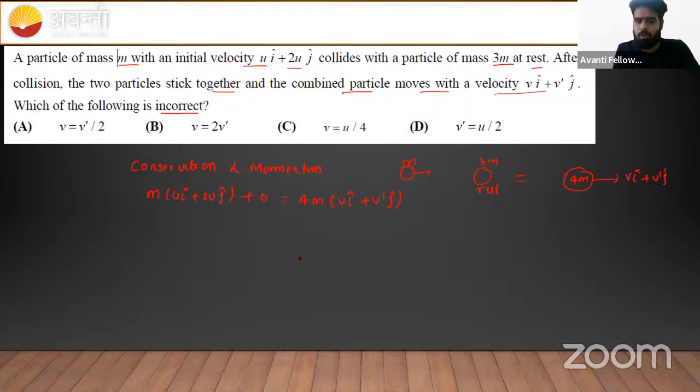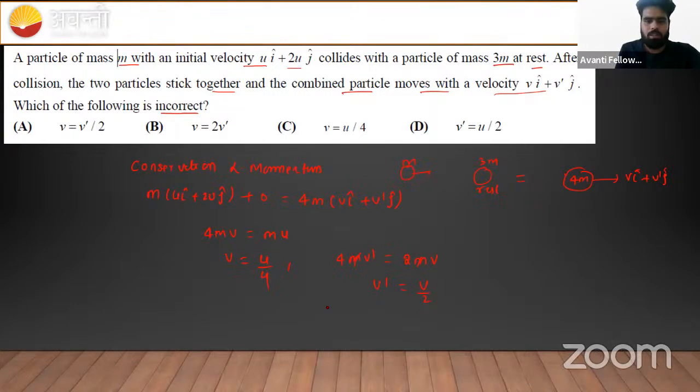What we have to do here is compare the coefficients of i cap and j cap. So 4mv can be written as mu, so v equals u upon 4. In a similar manner, if we compare 4mv dash, it must be equal to 2 times mu. So v dash equals u upon 2. So v equals u by 4 and v dash equals u by 2.